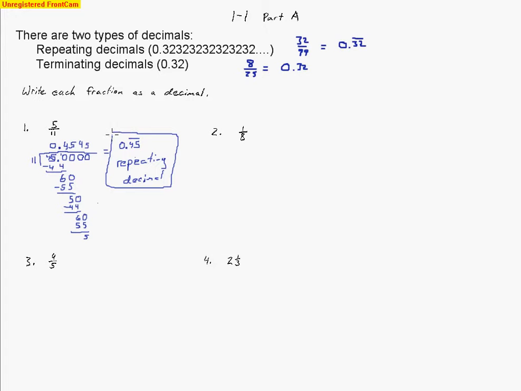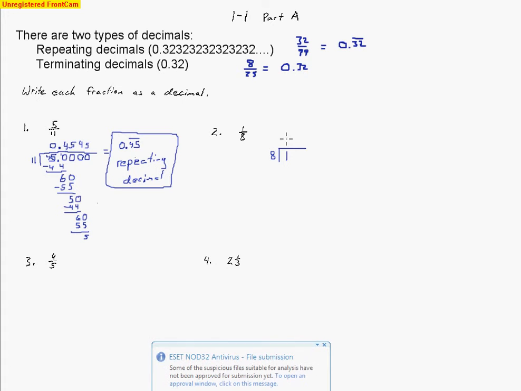Well, let's take a look at another problem here. And this one is one in which we have 1 on top and 8 in the denominator. So we're going to write it as our division problem of 8 going into 1. Well, 8 doesn't go into 1, so we're going to add that 0. And 8 times 0 makes 0. And so we're going to be left over with 1.